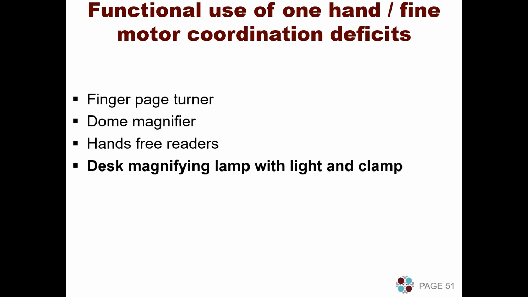Having functional use of one hand or fine motor coordination deficits regarding reading tasks. The use of a finger page turner is good for decreased dexterity or decreased sensation. A dome magnifier, hands-free readers, but you're going to use those with a very, very close working distance, so keep that in mind. A desk magnifying lamp with a light and a clamp frees up both your hands, and you have direct task lighting on the activity that you're going to do.